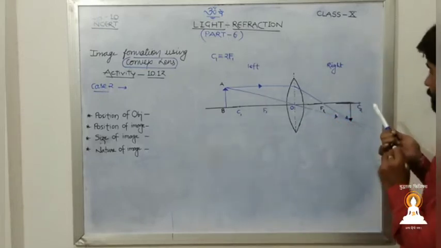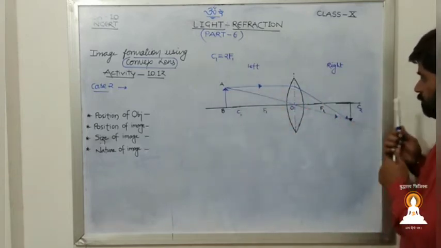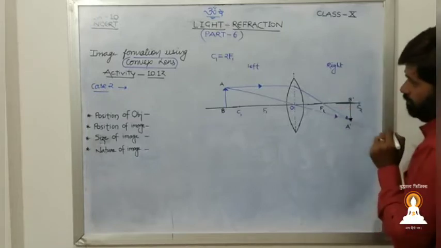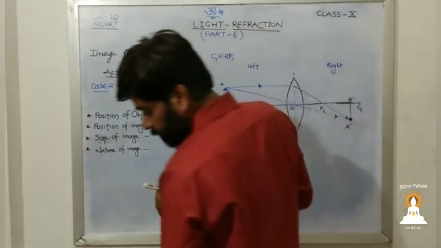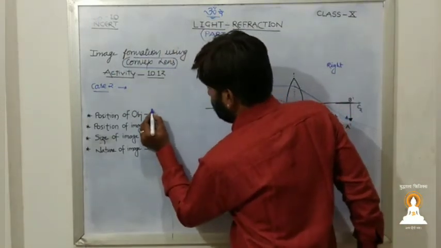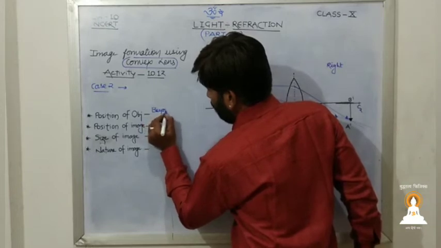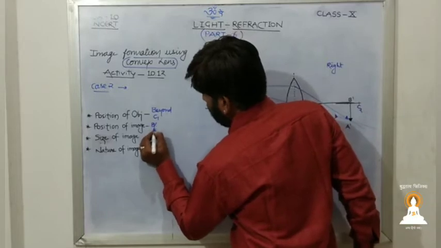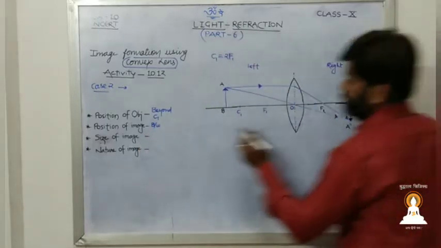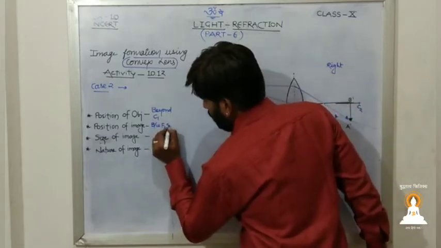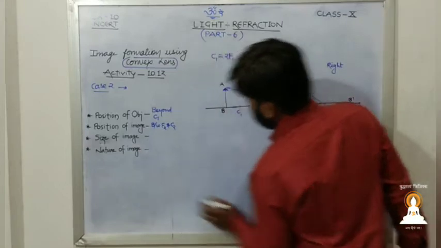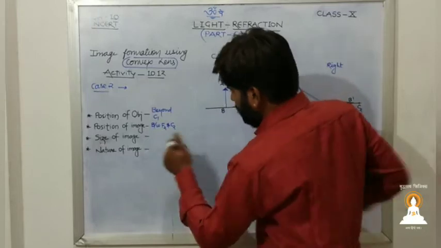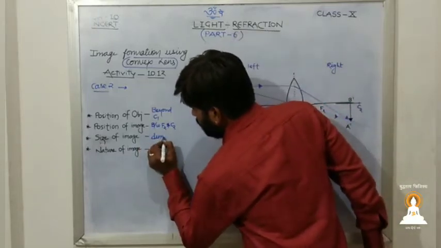And the arrow will be upside down, that upright should be down here. So this is going to be A dash and this is going to be B dash. Now the position of object is beyond C1, position of image is between F2 and C2. Size of image will be diminished, or smaller than the object.